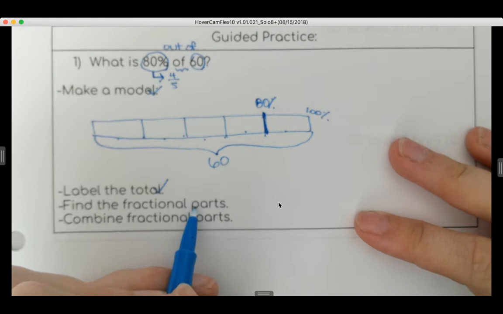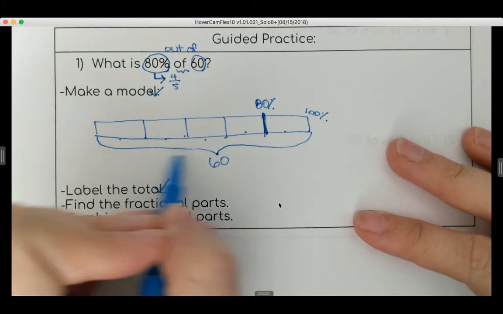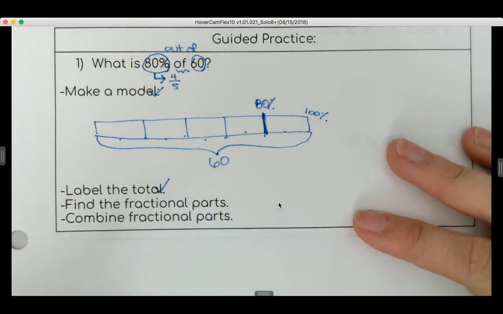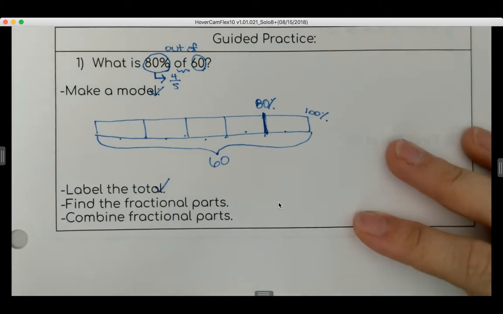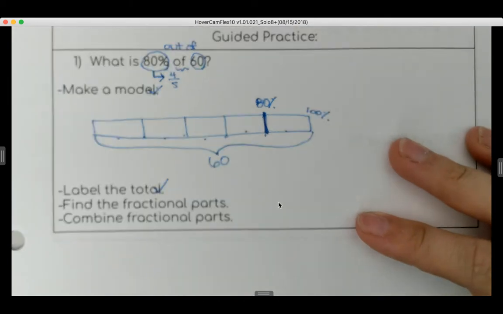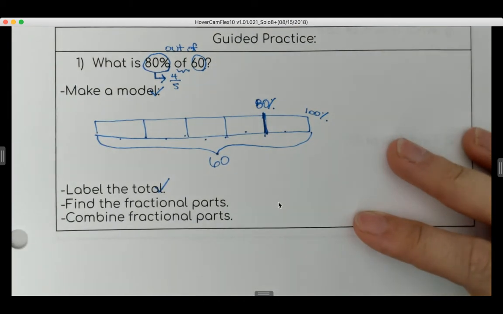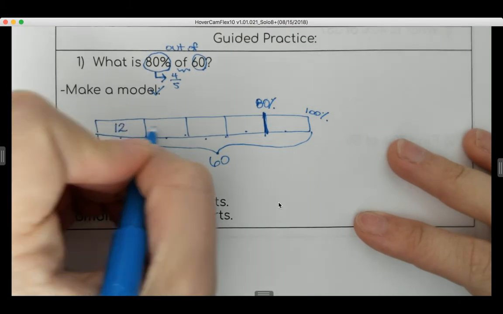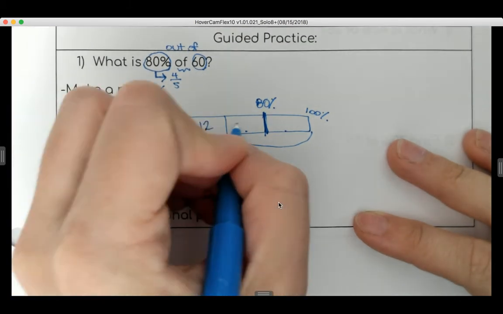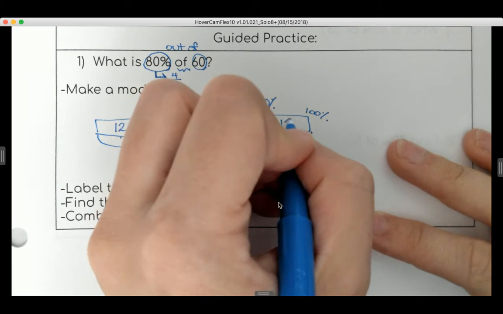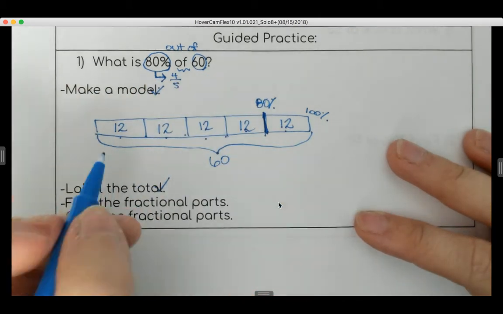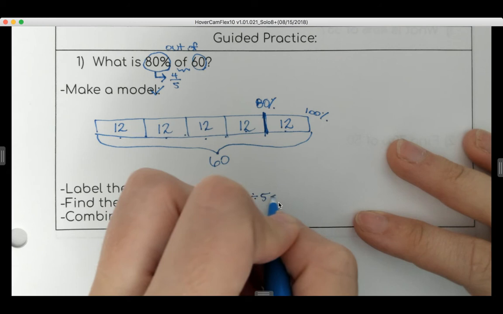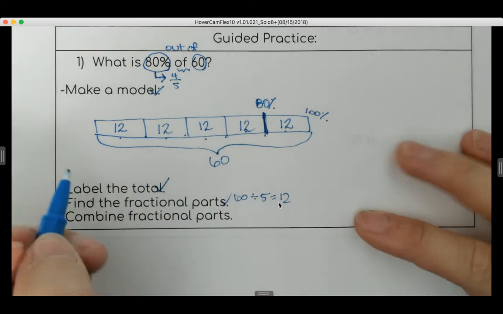I need to now find the fractional parts. So I see that I have a total here of 60, and it's in 1, 2, 3, 4, 5 parts. So 60 divided by 5, going to my calculator, it's going to give me 12. And how did I get that? I did 60 divided by 5, which equals 12. Okay, I found my fractional parts.